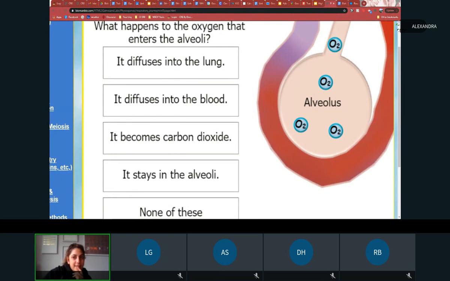Logan, Spencer. Do you agree that it diffuses into the lung? Okay, okay. Anything else? Logan, what do you think? Yes, but diffuses where, Logan? To the lung or to the blood? Well, most of us are saying the lung, so let's go ahead and try that.